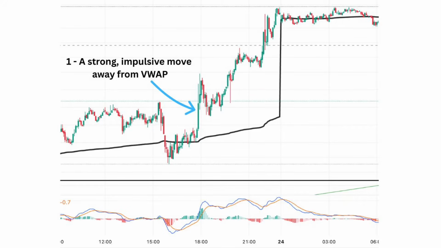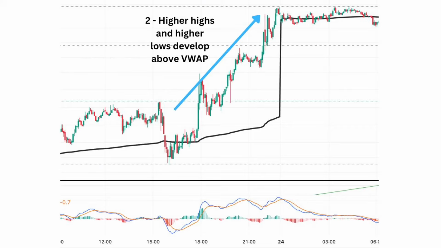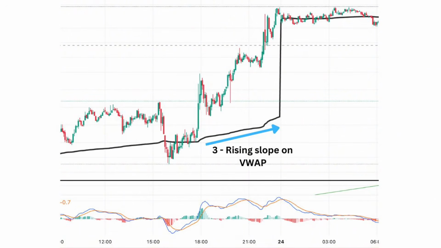1, a strong impulsive move away from VWAP that creates space between the price and the line. 2, follow through price action where higher lows develop above the VWAP. And then 3, a rising slope on the VWAP line itself, which tells us that weighted average volume is shifting upward with price. These signs together tell a story that the buyers are in control and that the price is rising. And what happens then is VWAP becomes your moving support, and it is respected during pullbacks.